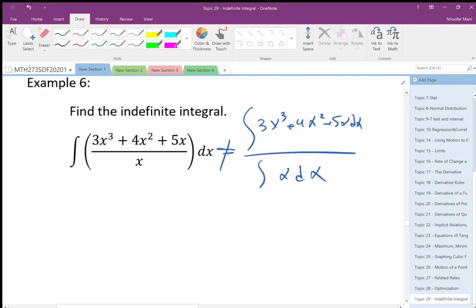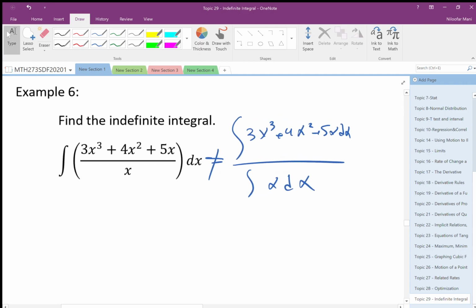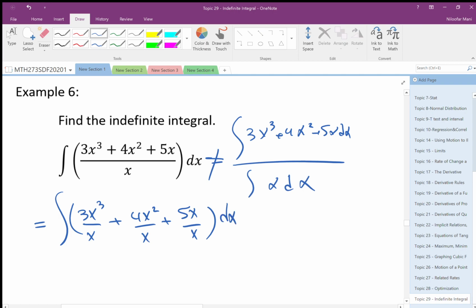Okay, what should I do then? Here I know what to do. Here I can separate them: integral of 3x this divided by this, plus this divided by this, plus this divided by this. So in algebra, when you have something divided by just one monomial, you can separate them one by one: the first one divided, the second one divided, and the third one divided, until the end.